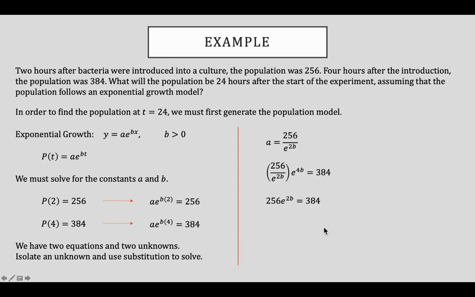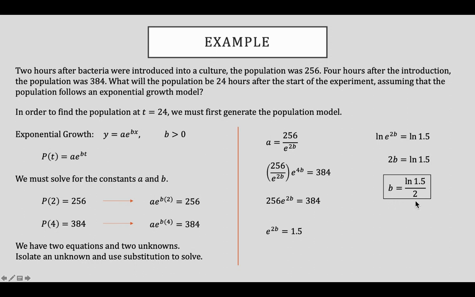To solve this exponential equation, we begin by isolating this exponential quantity, e raised to the 2b. By dividing by 256, e raised to the 2b is equal to 1.5, and now I can take the natural log of both sides of the equation. The natural log of e to the 2b is equal to the natural log of 1.5. These inverse operations give me 2b on the left-hand side of my equation, giving me finally b is equal to the natural log of 1.5 divided by 2.